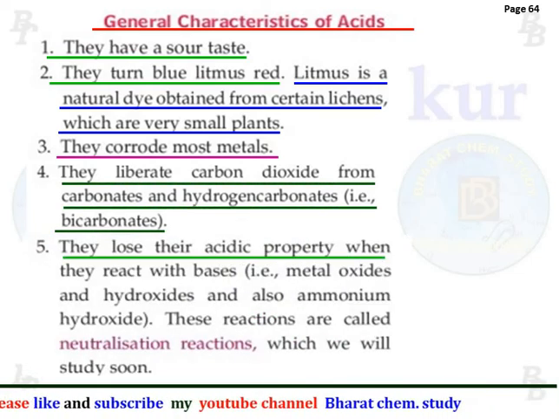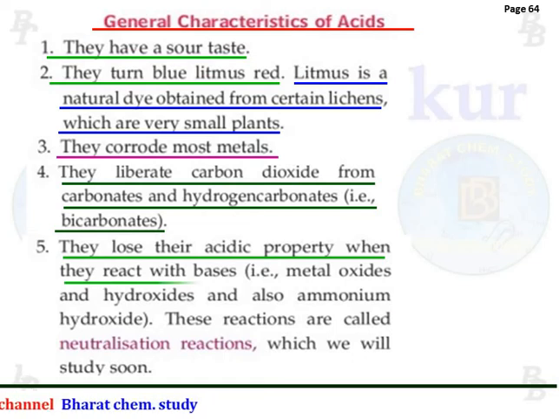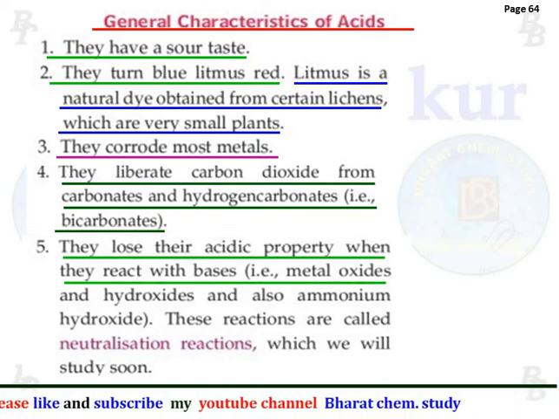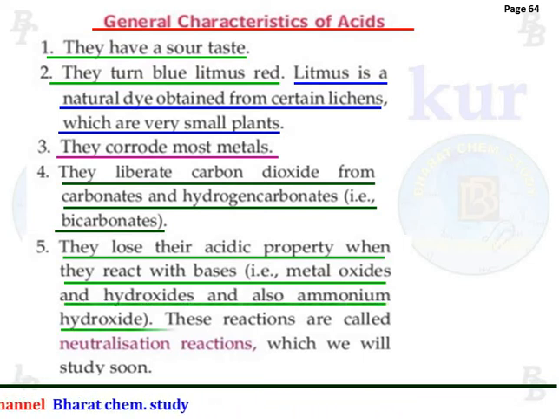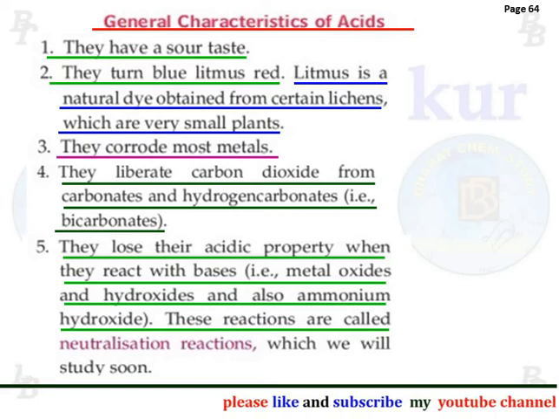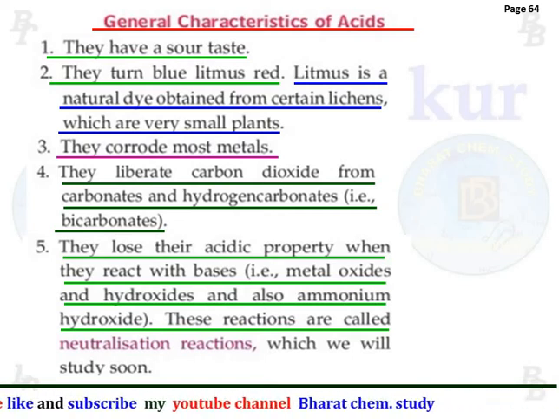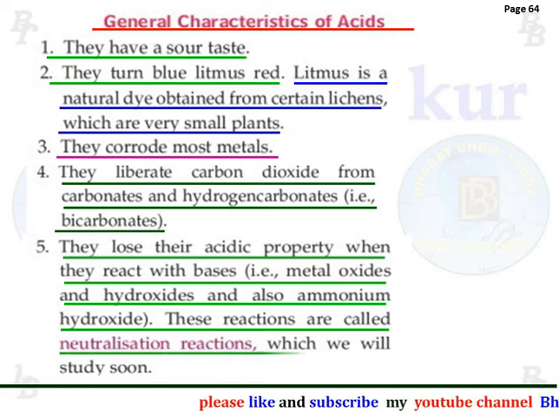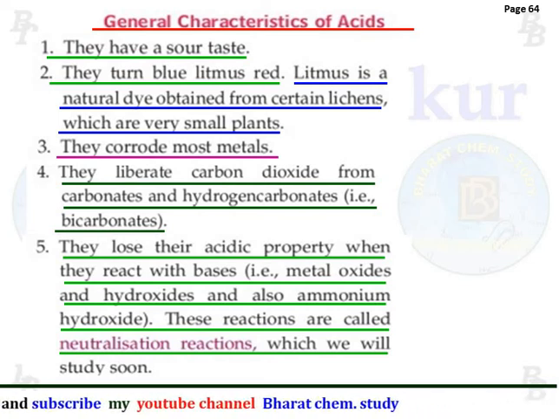They lose their acidic property when they react with bases like metal oxides or metal hydroxides and also ammonium hydroxide. These are bases. So when an acid reacts with a base, it loses its acidic property, and such a reaction in which an acid loses its acidic property to form salt and water on reaction with a base is called a neutralization reaction, and we will study the neutralization reaction in our next video.